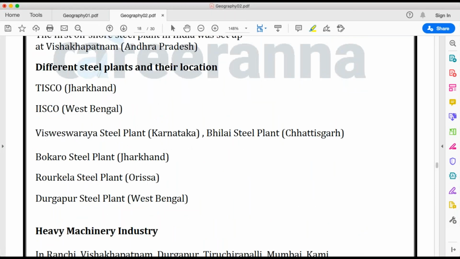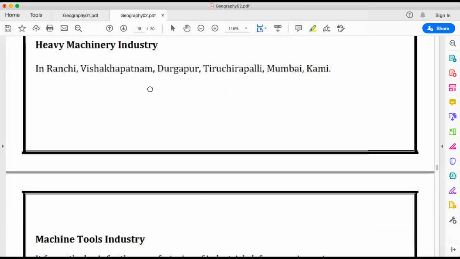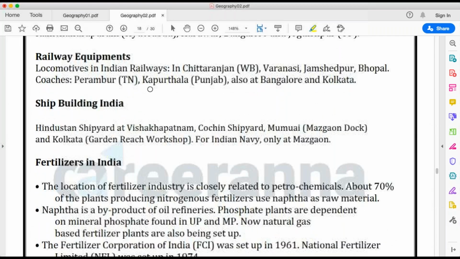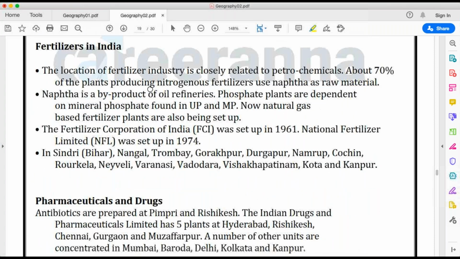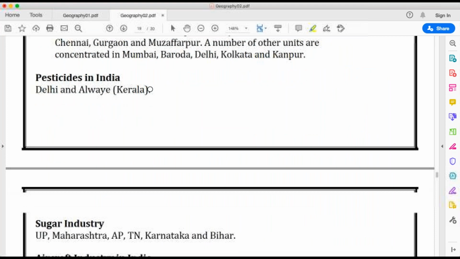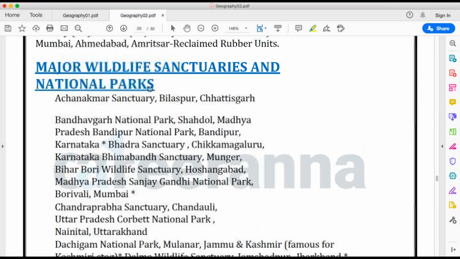You should know the location of different steel plants. It's important. You should know the location of different steel plants. So TISCO, Jharkhand, ISCO, West Bengal, Bokaro, Jharkhand, Rourkela, Orissa, Durgapur, West Bengal. You should remember this. Same part. Same about fertilizer industry. Same about these. Just remember the names where they are found. Names of the states where they are found.